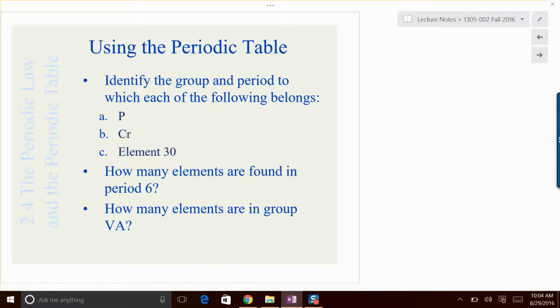Okay, so identify the group and period to which each of the following belongs. Phosphorus. What is its group? 5A. What is its period? 3. Chromium. Let's see. That's 6. That's confusing, right? Because we don't want to confuse you with those. The Roman numeral 6A there and this one. What's this guy have? Periodic tables are all different all the time. They have different numbering ways.